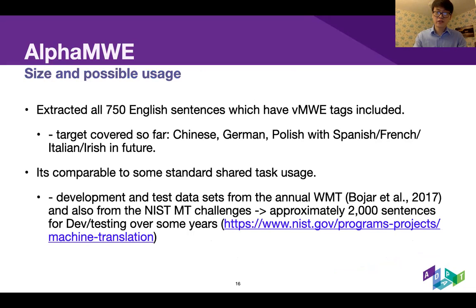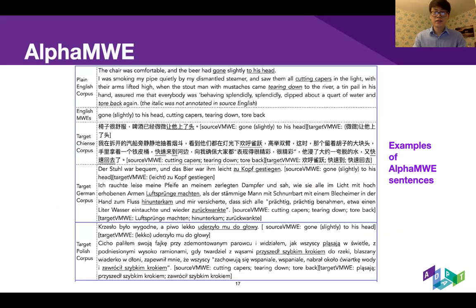And all corpora are very comparable for standard shared task usage, such as the annual workshop of machine translation and the NIST MT challenges. They use approximately 2,000 sentences for development and testing data. Here is a quick view of the corpora we prepared. The headline is the English corpus with verbal multiple expressions highlighted. Then we have Chinese, German, Polish, correctly translated and post-edited, and also with targeted verbal multiple expression annotated.